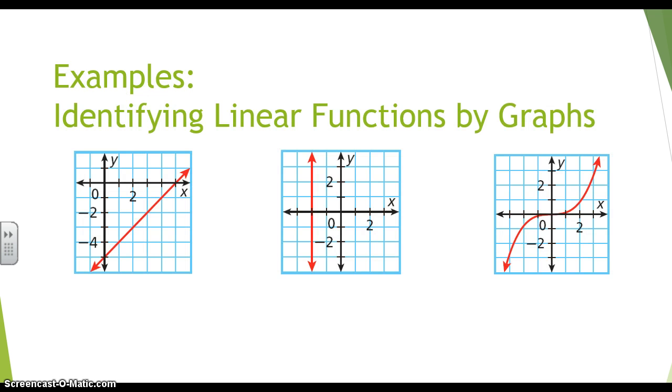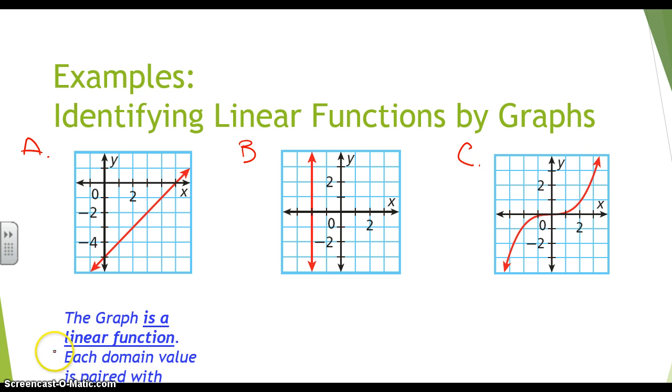So let's look at some examples of identifying linear functions by looking at the graphs. Notice we have a straight line for the first one. We'll call this graph A. We can call the vertical line here graph B. In this curved graph here, graph C. So looking at graph A, that is going to be a linear function because each domain value is paired with exactly one range value, and the graph is forming a straight line. When they form straight lines, that is a linear function.